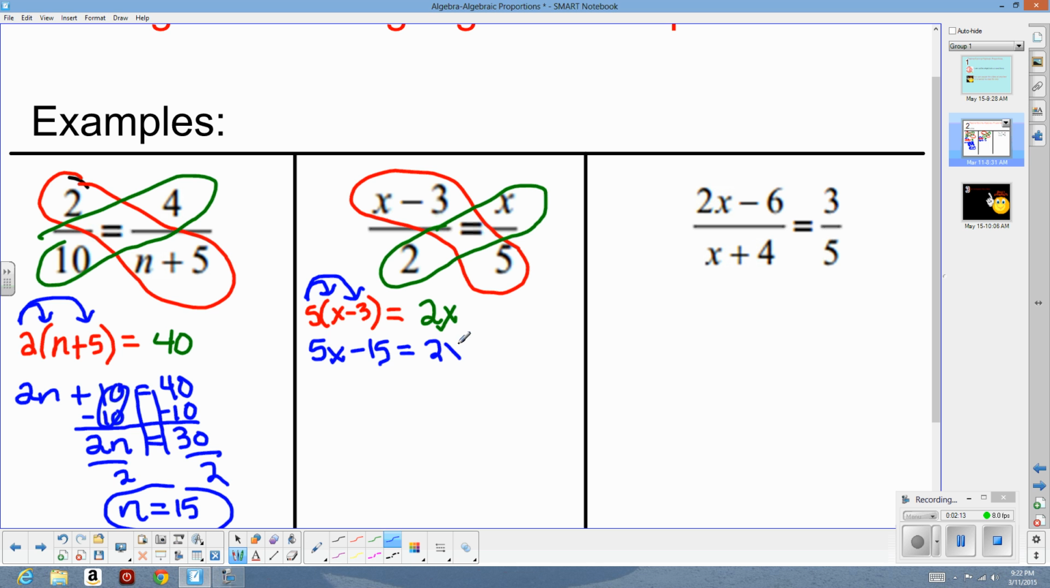Now this time we have a variable on both sides, so we need to either get rid of the 5x or the 2x. This one's kind of a toss-up for me because I would want to get rid of the 2x because then I wouldn't have to deal with negatives. However, then I have to do more work to get the 15 to the other side. So I'm going to go ahead and deal with negatives by subtracting 5x from both sides.